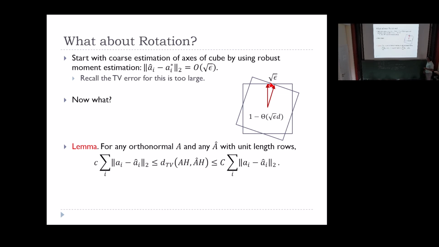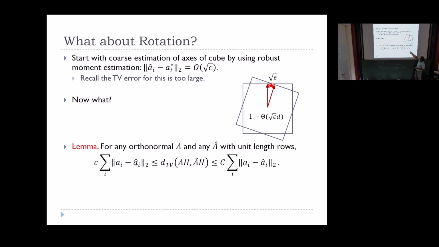So here is the key lemma: for any orthonormal A and any other A hat with unit length rows, the total variation distance between A applied to the cube, so some rotated cube, and A hat applied to the cube is bounded within constant factors of the sum of distances, not square, but the sum of L2 distances. This is not hard to prove, but it is an important lemma here.